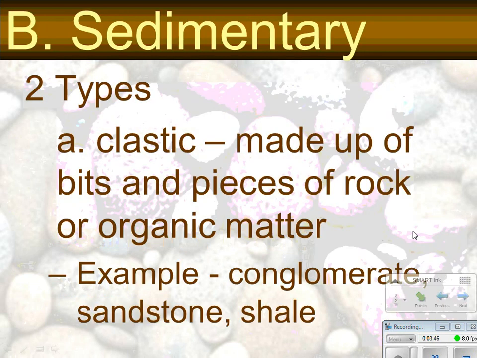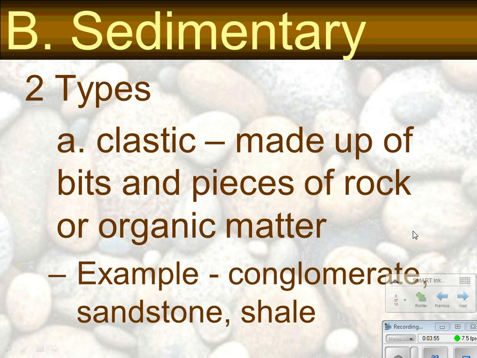And there are 2 types of sedimentary rocks. Clastic rocks, kind of sounds like plastic, but it's got a C. Clastic rocks are made up of bits and pieces of rock and organic matter. Clastic rocks, if you think about the word clast, it means a piece of a rock. So clastic rocks, you're going to see the little bits and pieces all stuck together in one big rock.